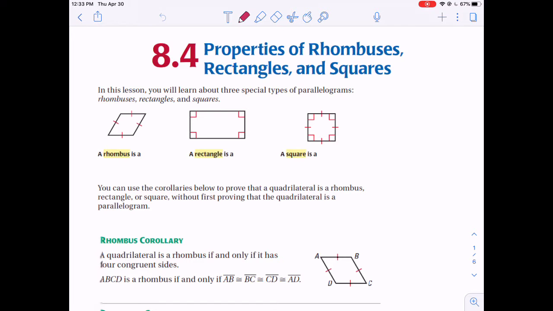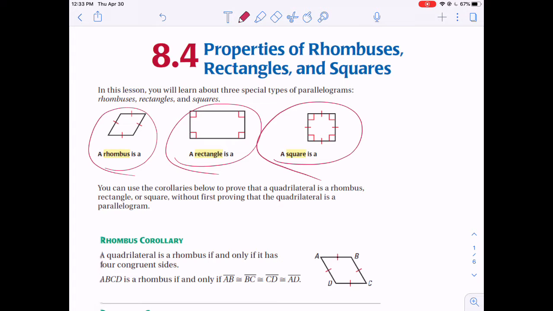All right, section 8.4, properties of rhombuses, rectangles, and squares. So these three shapes, two of them are very common, rectangles and squares, but a rhombus may be new for some of us. All three of these, rhombus, rectangle, and square, are all parallelograms. And all the rules that apply to parallelograms apply to these as well. Opposite sides are equal. Opposite angles are equal. The diagonals bisect each other.